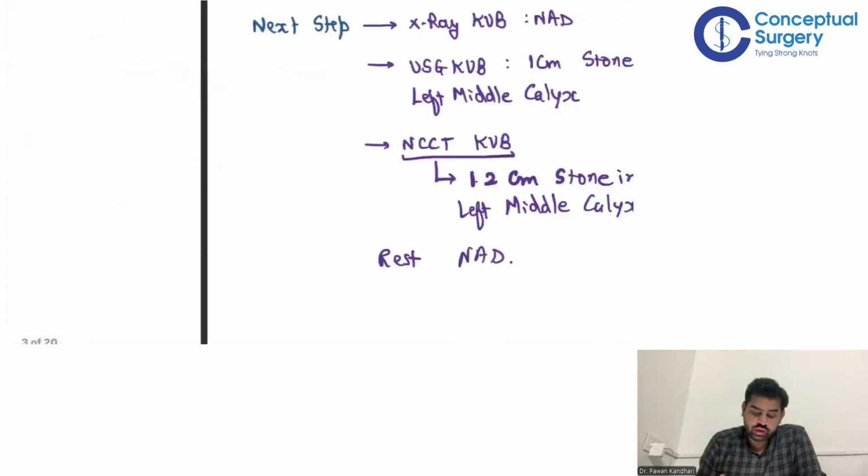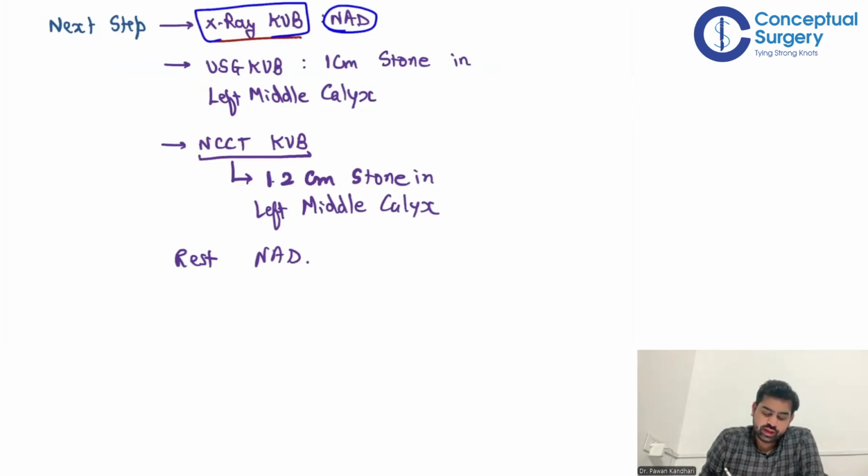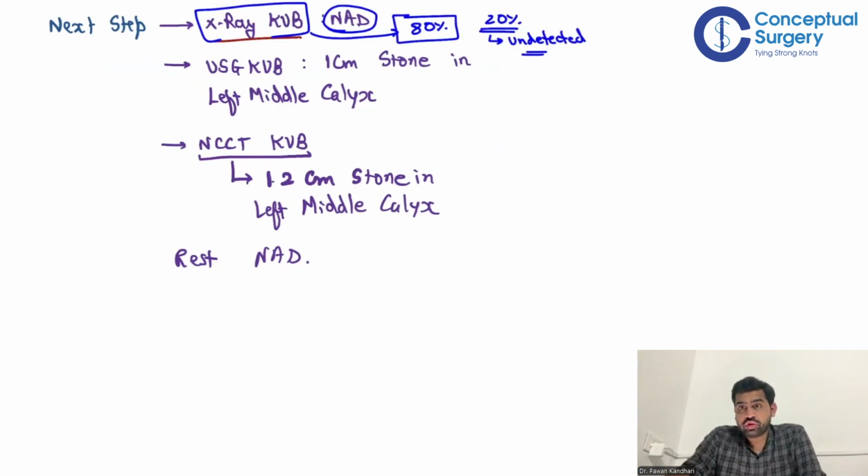So what you can do is get an X-ray KUB done. That's a basic investigation which we usually get. You are not finding any particular thing in that. It's quite normal. So what percentage of stones can be detected on an X-ray KUB? X-ray KUB can detect only 80% of the stones. 20% of the stones are undetected. I hope you're able to appreciate this. Only 80% of the stones are detected on the X-ray KUB, and 20% of stones you're not able to detect. That's what you need to understand.